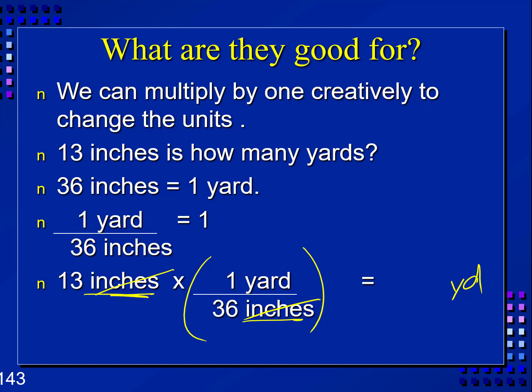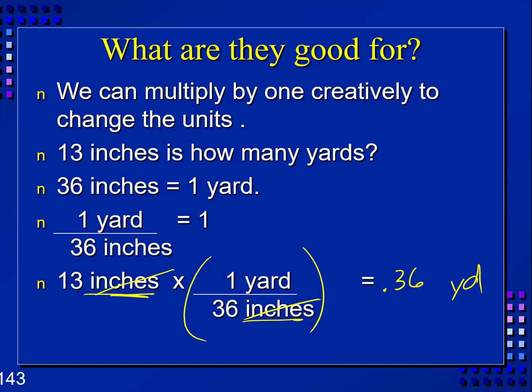So all I have to do is push buttons on my calculator. So 13, I'm not going to push times 1 because that's lame. I will push, the 36 is on the bottom, so I push divided by 36. And my calculator gives me 0.36. So 13 inches is 0.36 yards. It's about a third of a yard, a little bit more than a third. Because 12 would be a third, so it's a little bit more than a third.